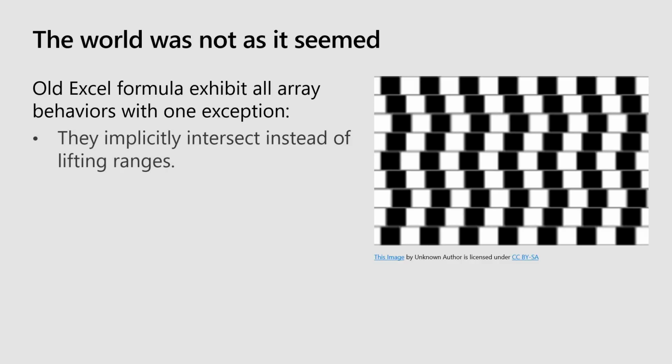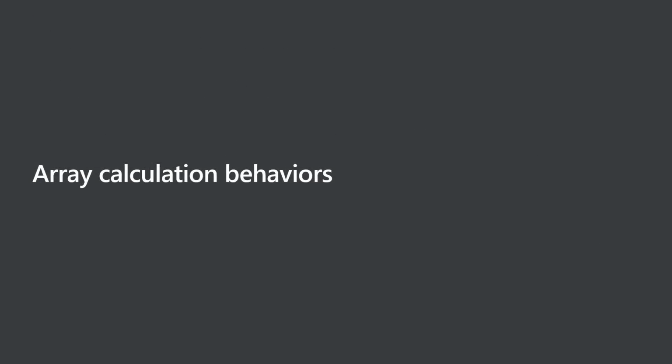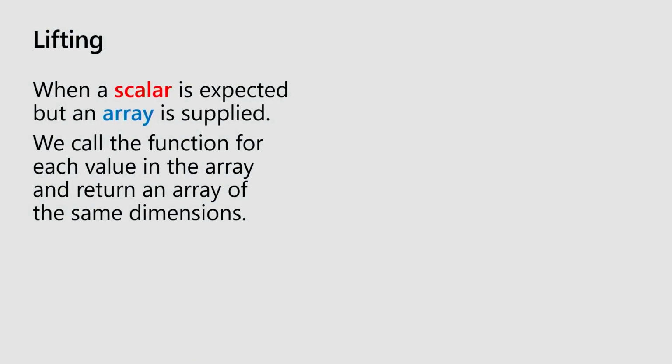I'm told that these lines are perfectly parallel. They don't look it to me, but when I use a ruler, they are. So the world is not as it seemed in the past. Old Excel exhibited all array behaviors except for one, implicitly intersecting formulas. We'll come back and I'll show you exactly what it did in a sec. But now we're going to talk about the core of this presentation, which is the array behaviors. What are they? Why? How do array formulas work? How do you leverage them?